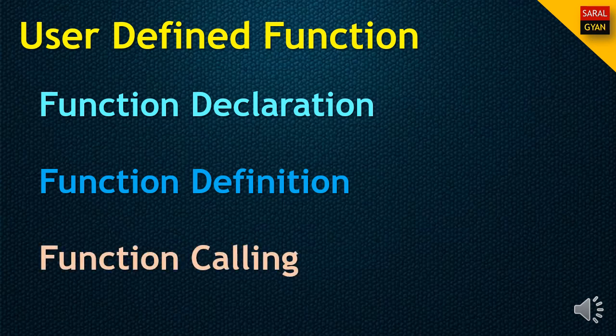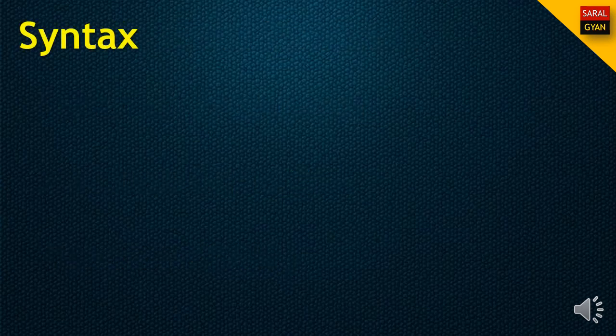After we have declared the function and defined the functionality, unless we call that function it will not exhibit its behavior, the function will not perform its intended task. That is known as function calling. When we call the function, it will perform its behavior as per our definition. So let's see the syntax of how we can declare a user defined function.